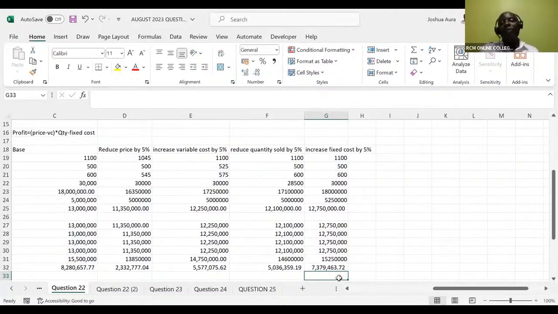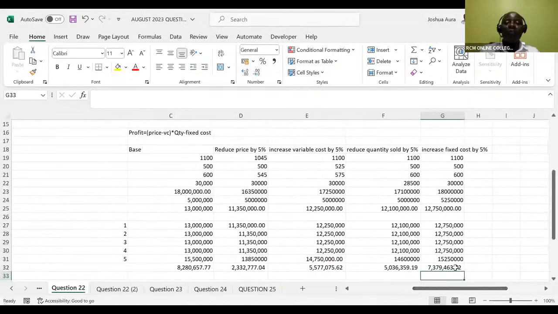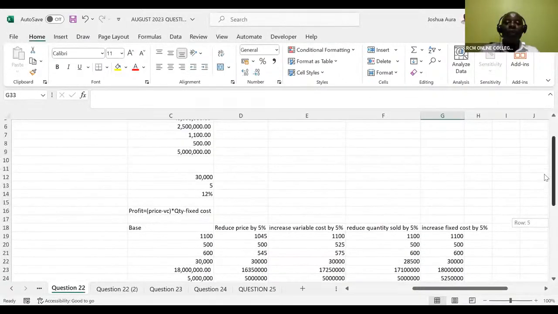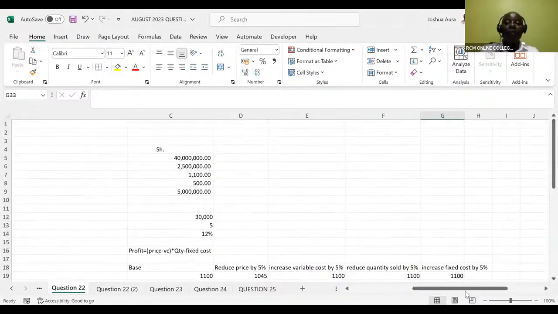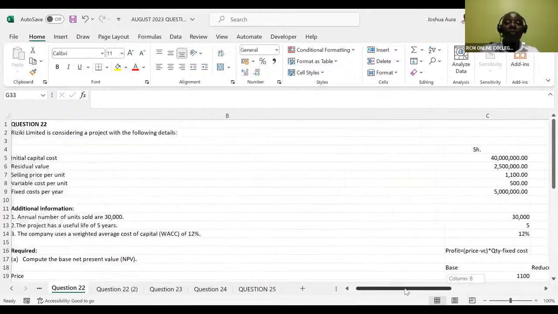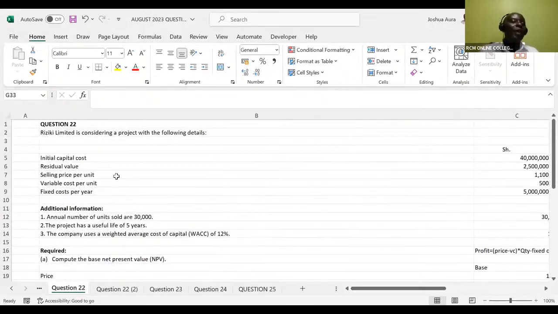Is that everything? Most of the students who are doing this question ended here. But remember, they wanted all variables to change except two. The variables these guys gave you, we have these variables here. Initial capital. We have residual. So we haven't yet changed this. So we must change the initial capital. Let's change the initial capital.